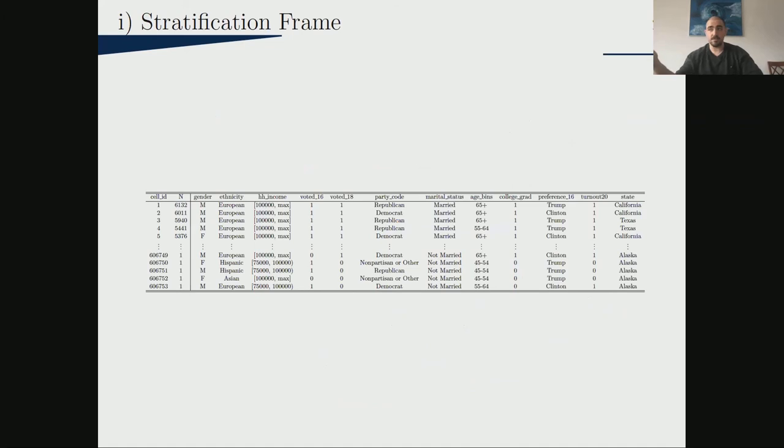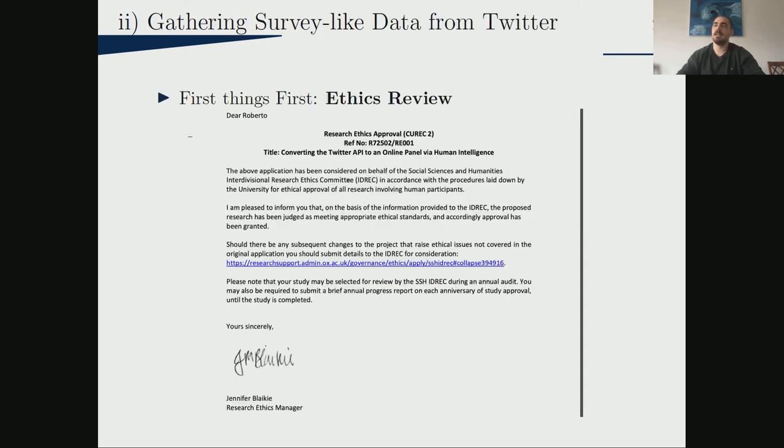This is the result that you get. I have reaggregated the multiply imputed 10 million individual-level data set up to cells. And now there are no more missing values. And assuming that our imputation model was reasonable, our resulting stratification frame is also going to be reasonable.